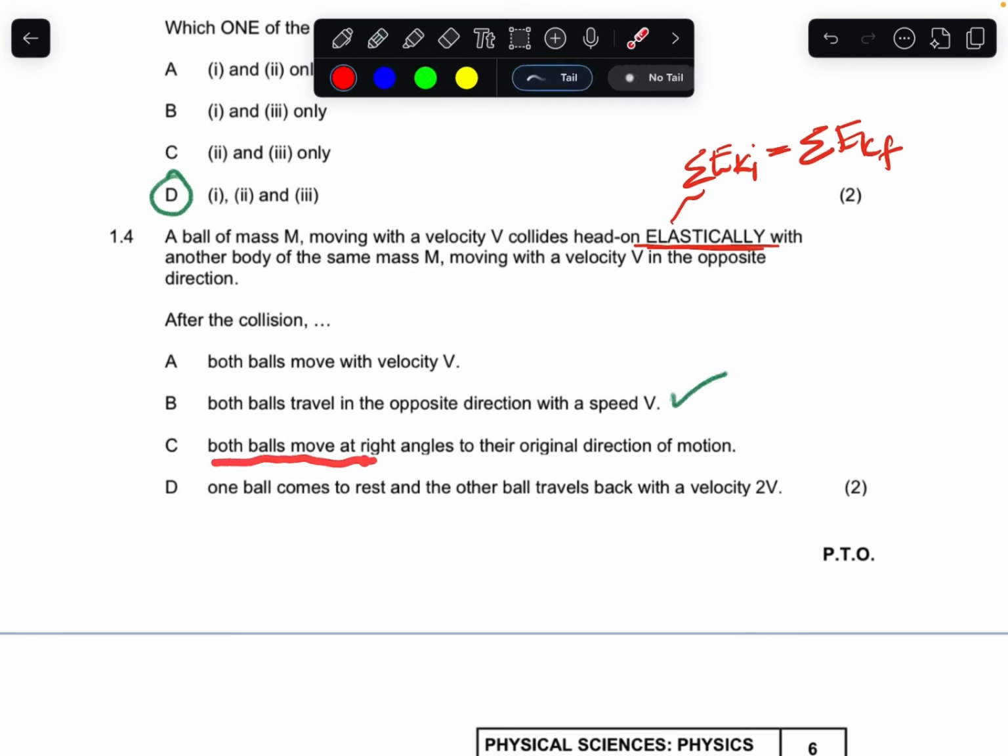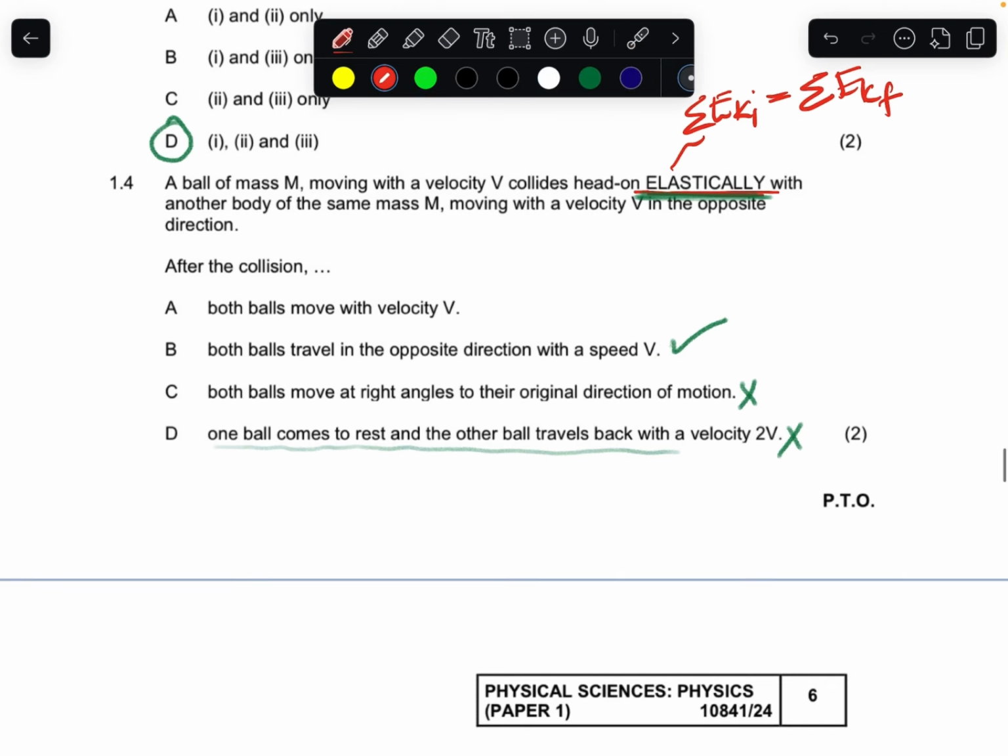Now let's look at the other options. It says both balls move at right angle. Incorrect, they can't move at right angle. One ball comes to rest and the other travels. This is incorrect because we are told that this is elastic. Elastic means the velocity before collision is going to be the same as the velocity after collision. So the velocity before collision was v, and after collision it's v, but in opposite direction. So the correct answer is B, right?